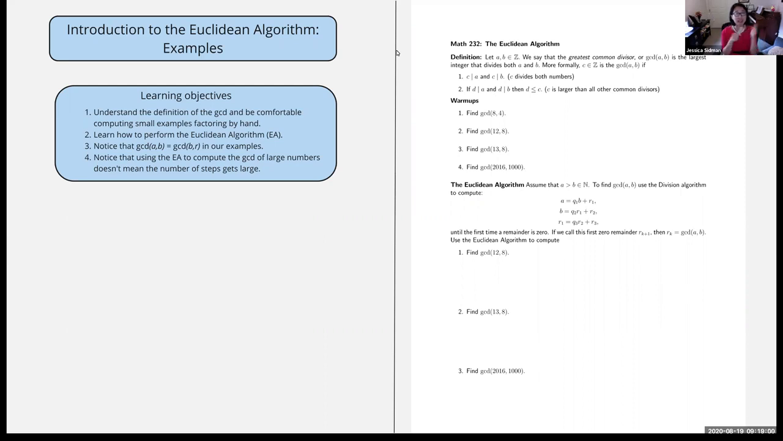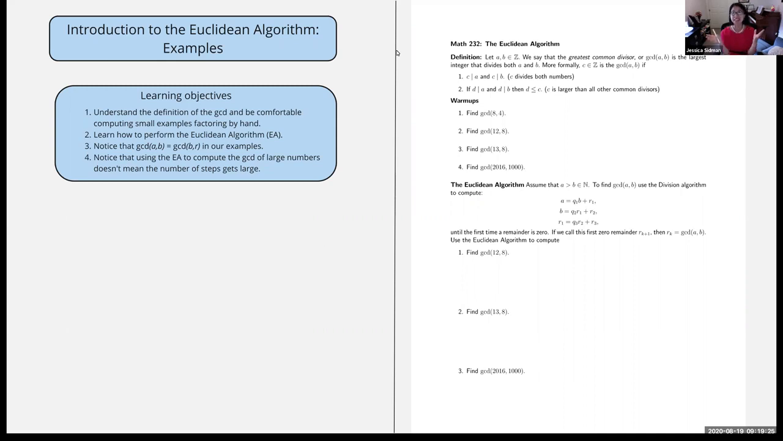Okay, so we're going to notice some things in the Euclidean algorithm: that in our first step, the GCD of A and B is going to be the same as the GCD of B and R, as we'll see, and that using the Euclidean algorithm to compute the GCD of large numbers doesn't necessarily mean the steps get too large. Okay, that's why it's so great.